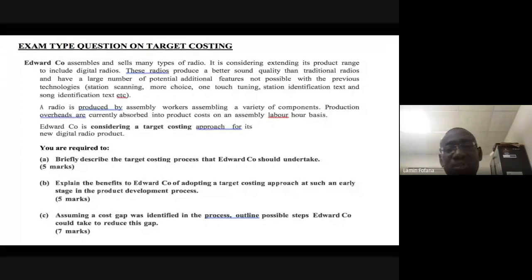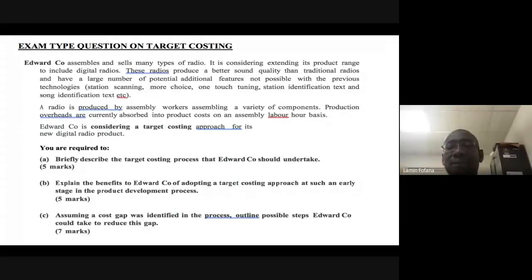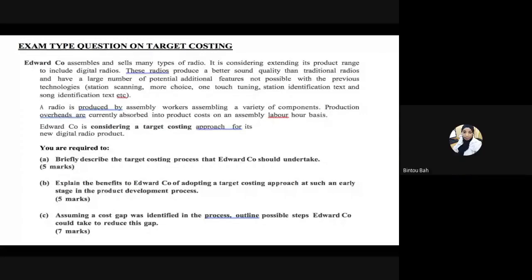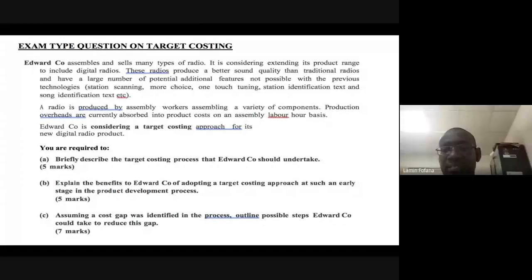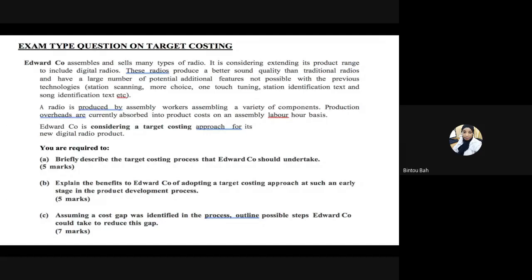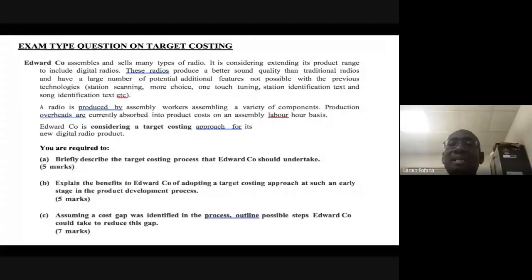So this part of the question also has a very good revision point for us, isn't it? Okay. So what's the third point? What do we do next? So Fofana. Yes, Bintu, sorry. We calculate the target cost. Okay, we calculate the target cost.